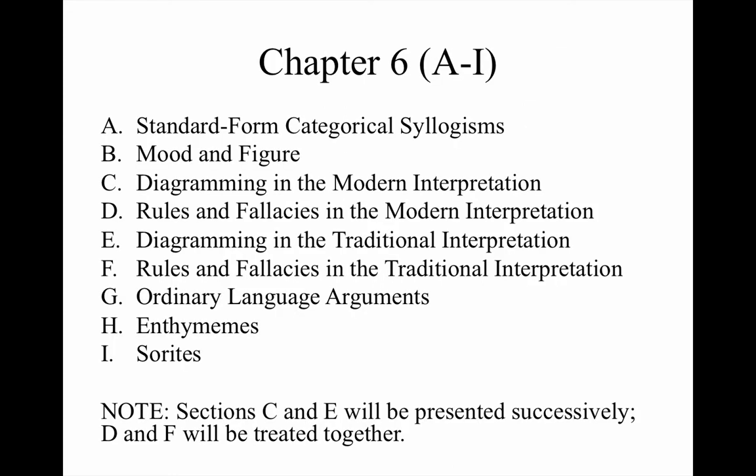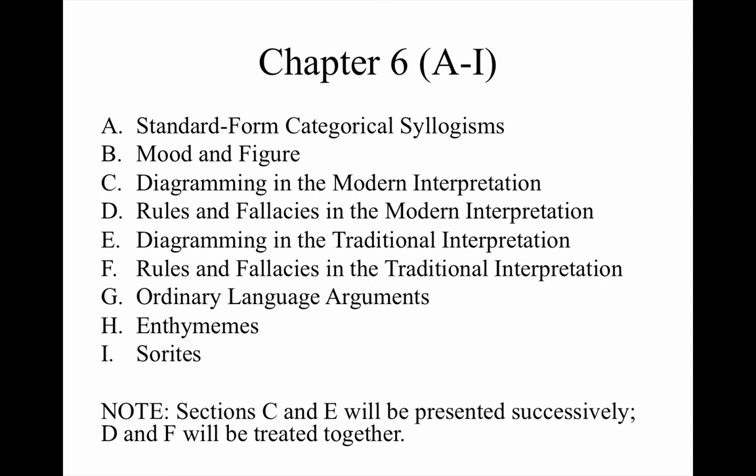All right, we just covered sections C through F of Chapter 6. What you learned was how to diagram a categorical syllogism in the modern or traditional interpretation to test the argument for validity. You also learned the rules of the syllogism for both the modern and traditional interpretation. Of course, they're identical with one exception, namely Rule 6.